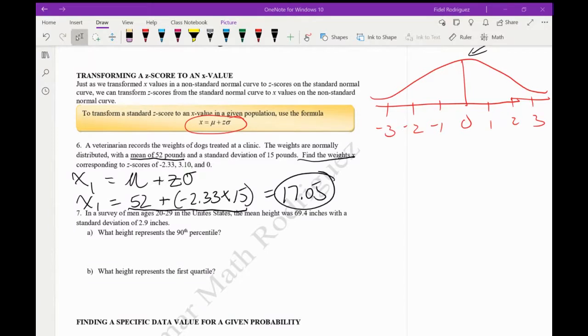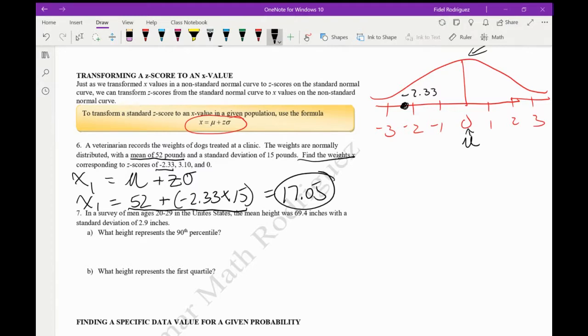Because this dog's weight is below the average, remember what the z-value for it was? The z-value was a negative 2.33. It was over here. Remember, this is my average. Because this dog has a z-value of negative 2.33, that's telling me this dog is underweight, or it weighs less than the average weight of all the dogs.